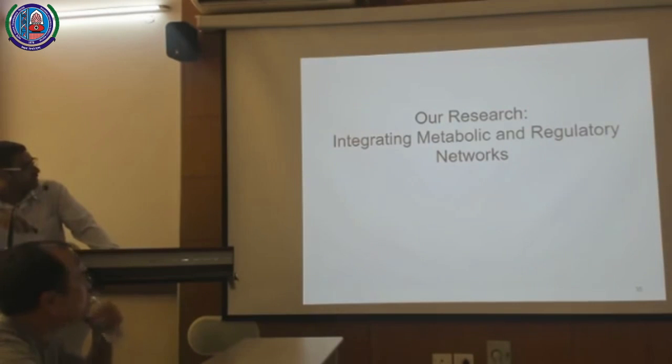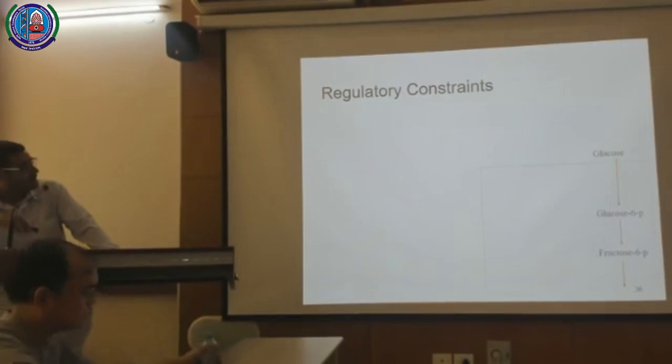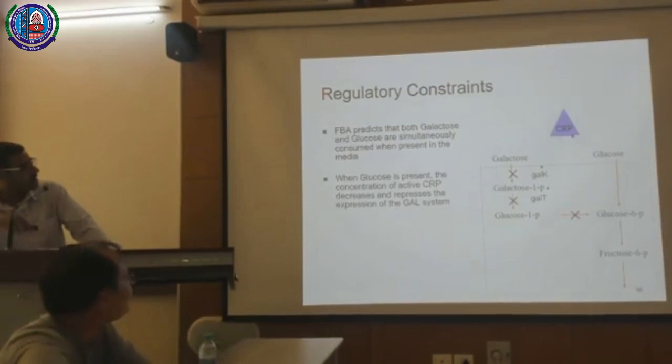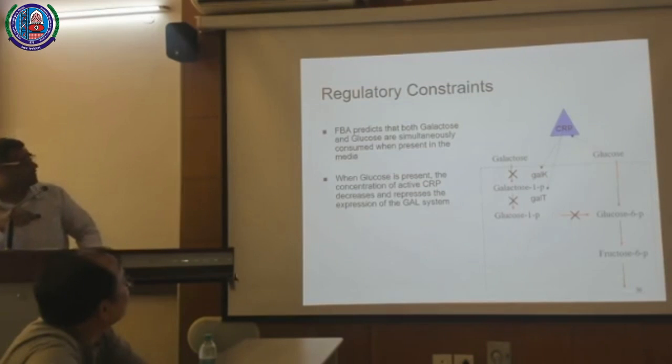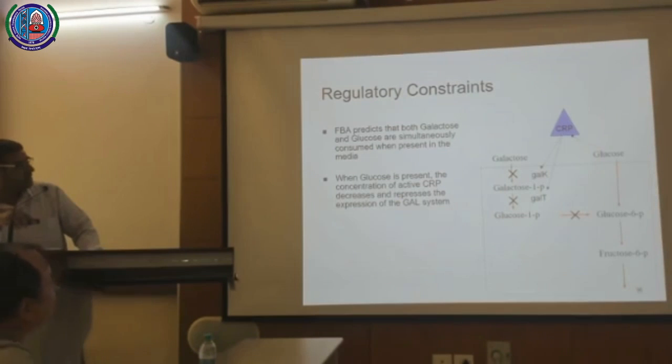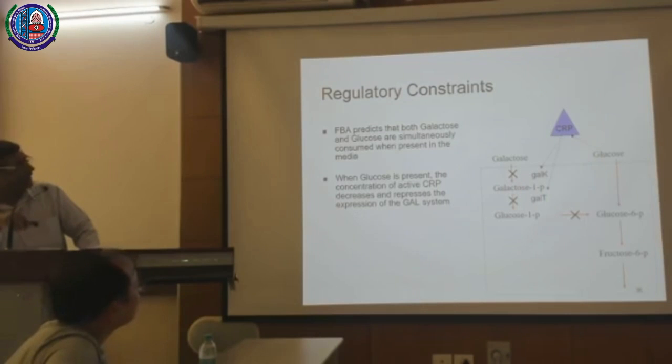So we are focusing on integrating the metabolic and regulatory networks. And these are the constraints, if you see. So FBA, now coming to FBA, it predicts that both galactose and glucose are simultaneously consumed when present in the media. So when glucose is present, the concentration of active CRP decreases and represents the expression of the gal system.